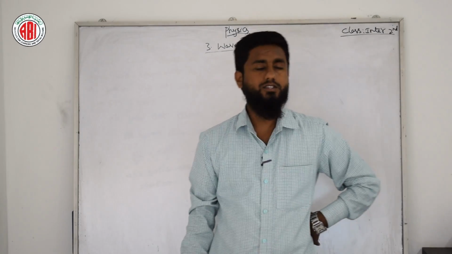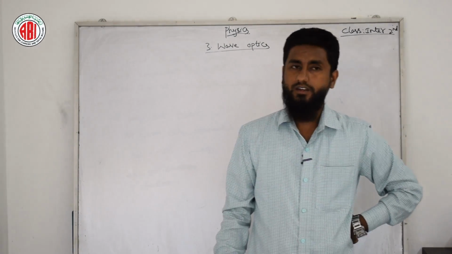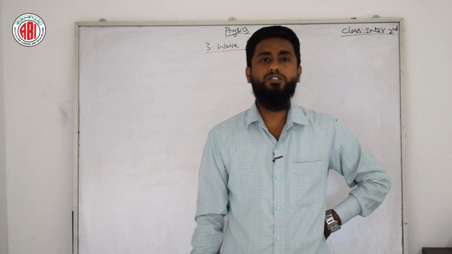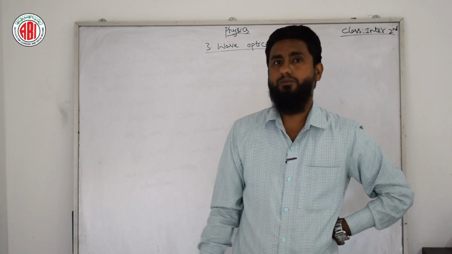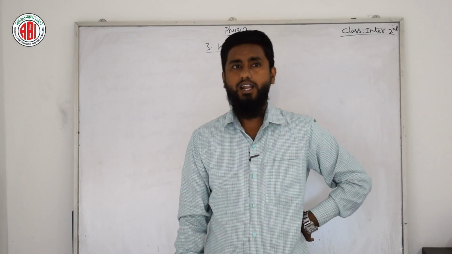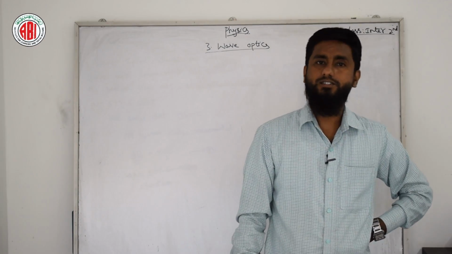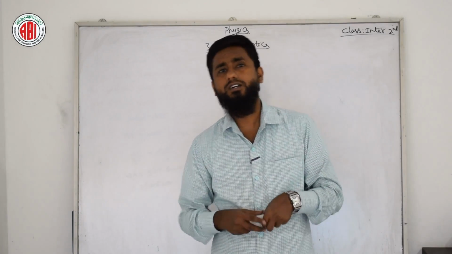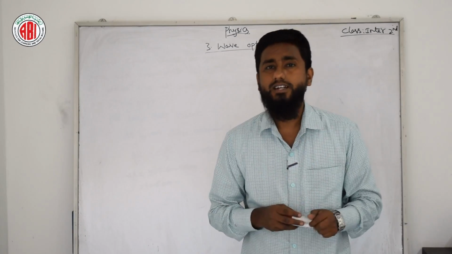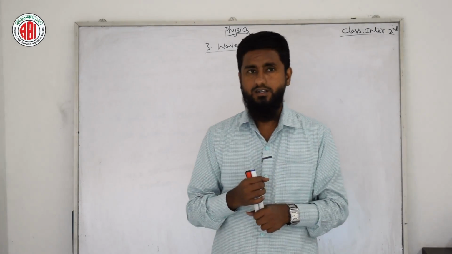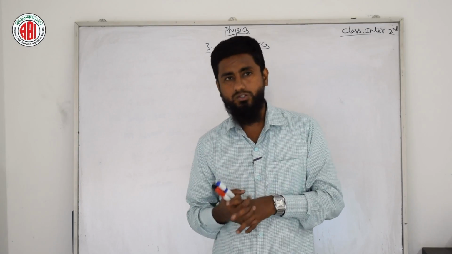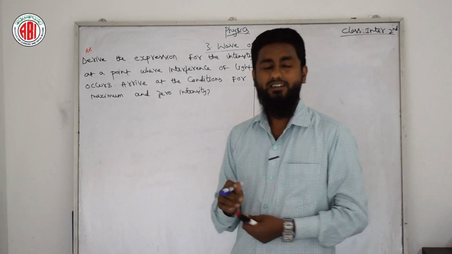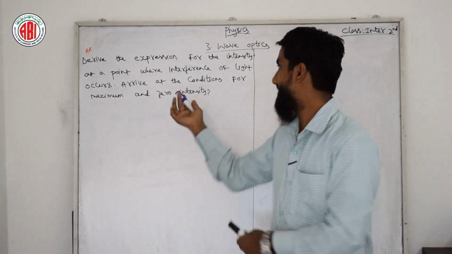Hope you have copied the theory part which I displayed on your screen related to coherent and incoherent addition of waves. Now it is time to derive an expression for the intensity at a point where interference of light occurs, and arrive at the conditions for maximum and zero intensity. That means we need to derive an expression for the intensity at a point where interference of light occurs, and in this we need to derive two cases, maximum and zero. For that, what I said just now is what I wrote on the board, as you can see.